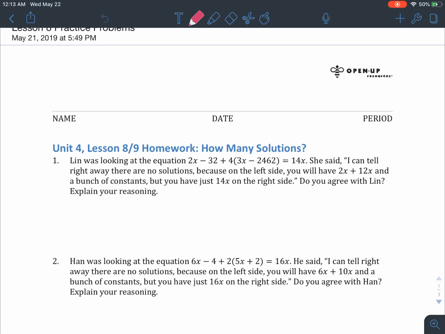2,462 equals 4x. And now she said, I can tell right away that there's no solution because on the left side you will have 2x plus 12x and a bunch of constants, but you will have just 4x on the right side. Do you agree with Lynn? Now explain your reasoning. Now, we're looking at this and we can say there's a lot of stuff on this left side, but we only have 14x on this side.